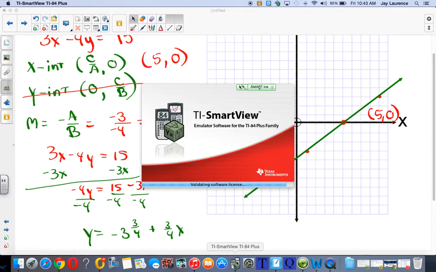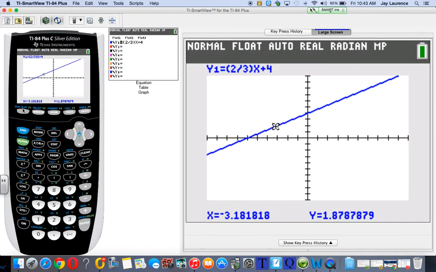Let's go to the graphing calculator. Oh, graphing calculator, where are you? Please open up. Please. Thank you, graphing calculator.